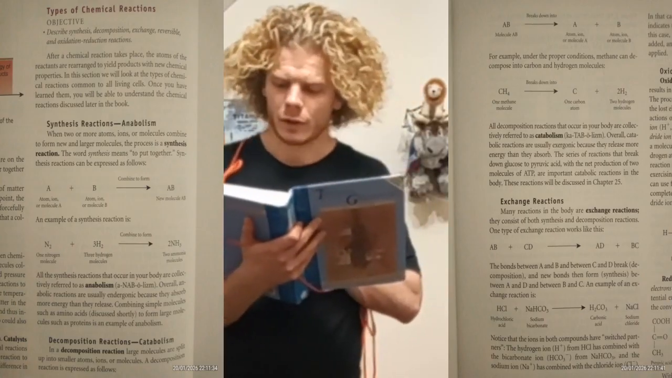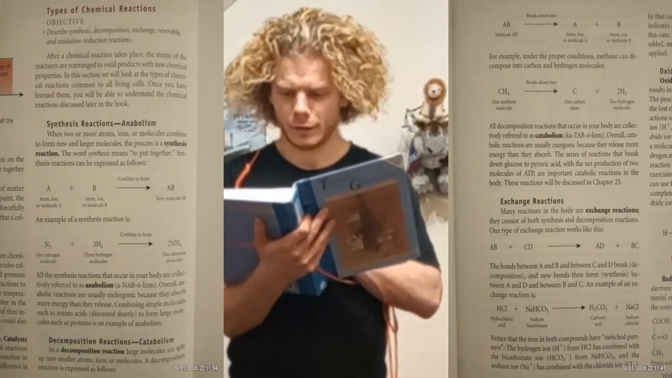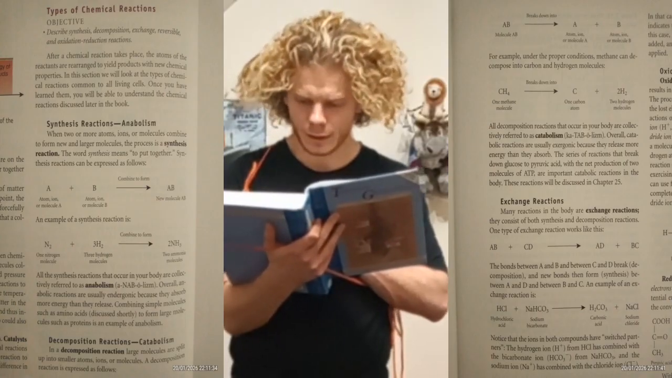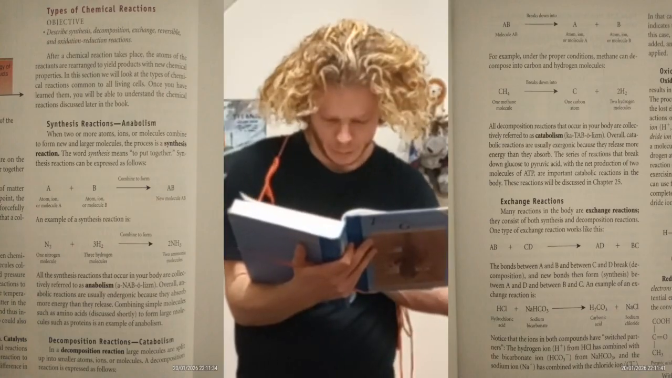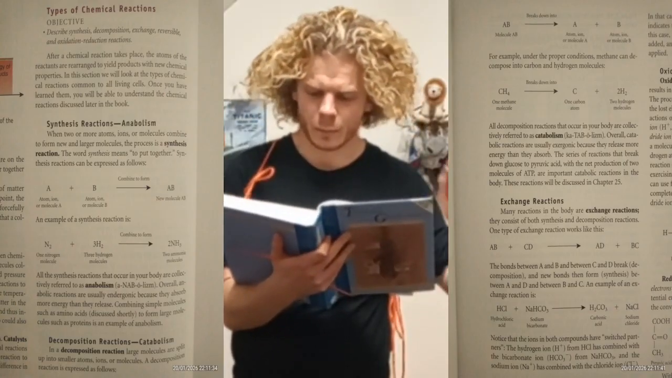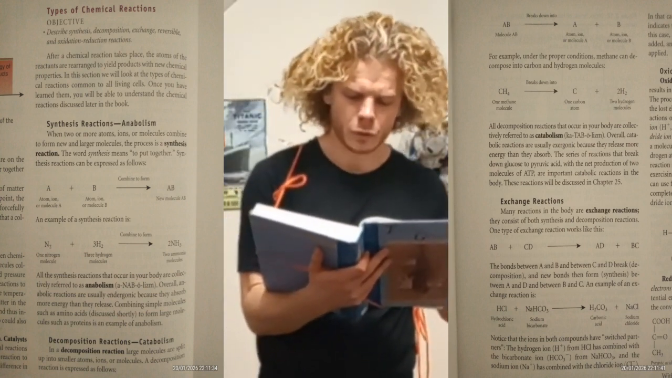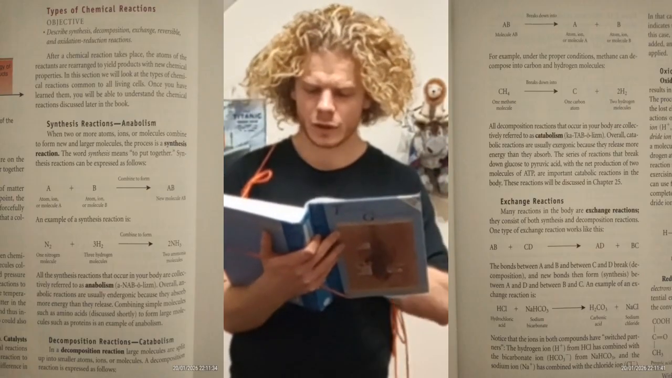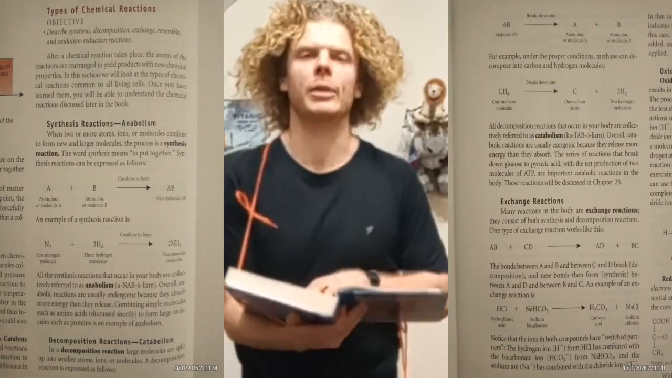The series of reactions that break down glucose to pyruvic acid with the net production of two molecules of ATP, adenosine triphosphate, are important catabolic reactions in the body. These reactions will be discussed in chapter 25, here in chapter 2.